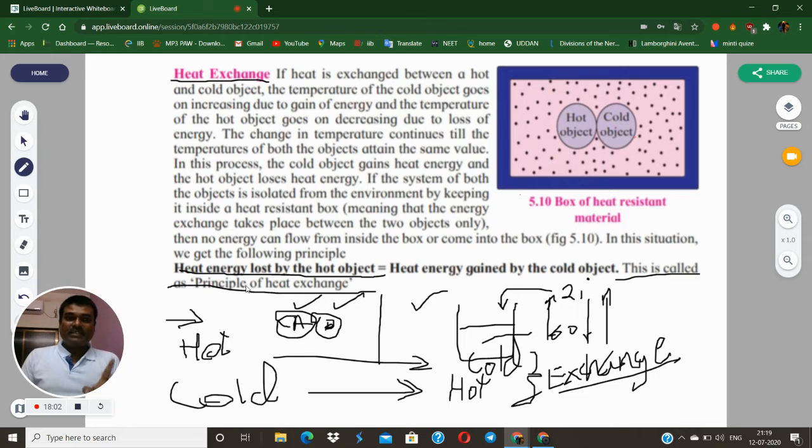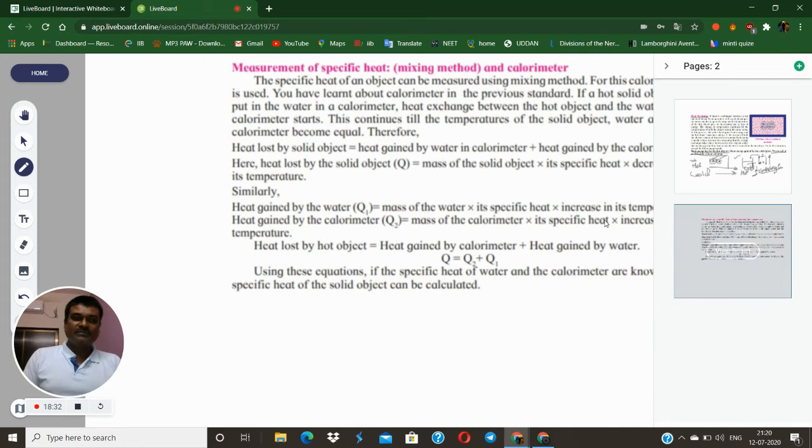So what should we remember here? The heat energy lost by the hot object is always equal to the heat energy gained by that cold object, okay. And this is called the principle of heat exchange. The principle of heat exchange is very important from the exam point of view. So we should learn it thoroughly, read it carefully and understand, okay. Now come to the next slide.